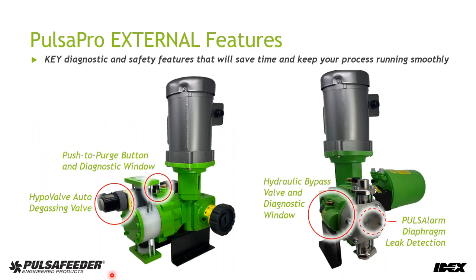So there's a lot of components to the PulsaPro, and we're going to be specifically looking at and discussing each one of these that are in green here: the push to purge button in the diagnostic window, the hypo valve, the hydraulic bypass valve, the pulse alarm diaphragm leak detection. Those are the external features, but I want to also identify some other key components on the product.